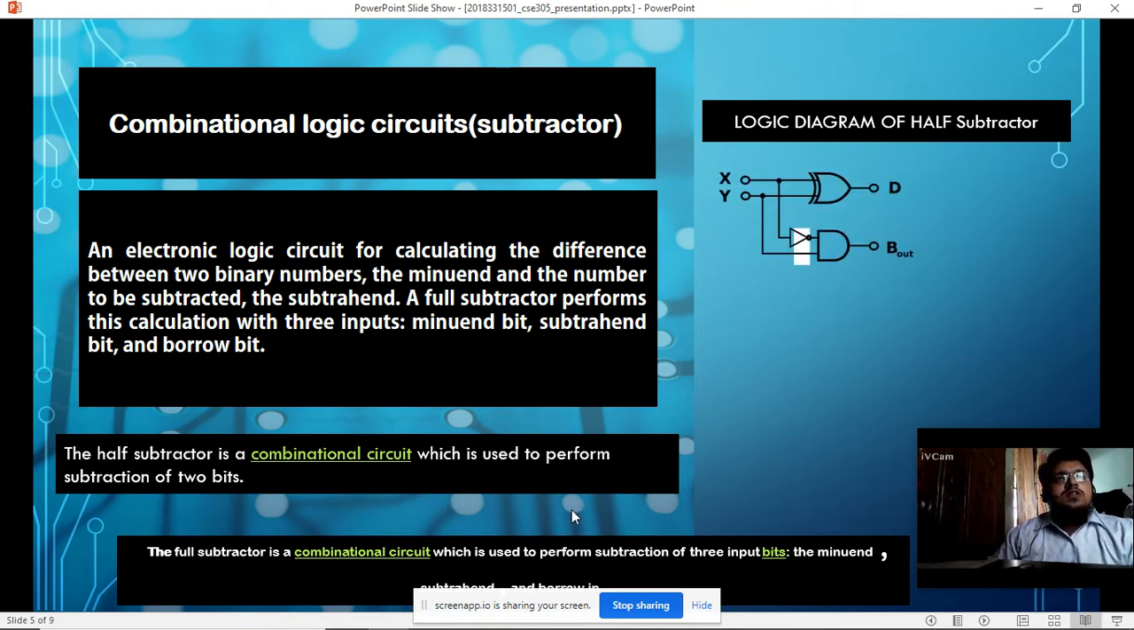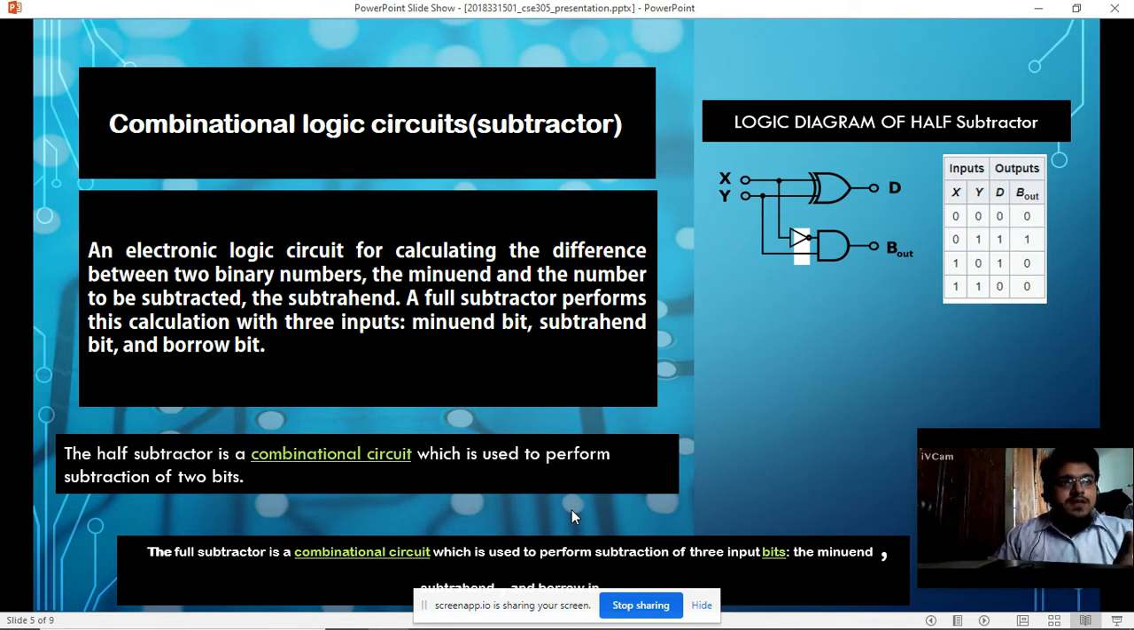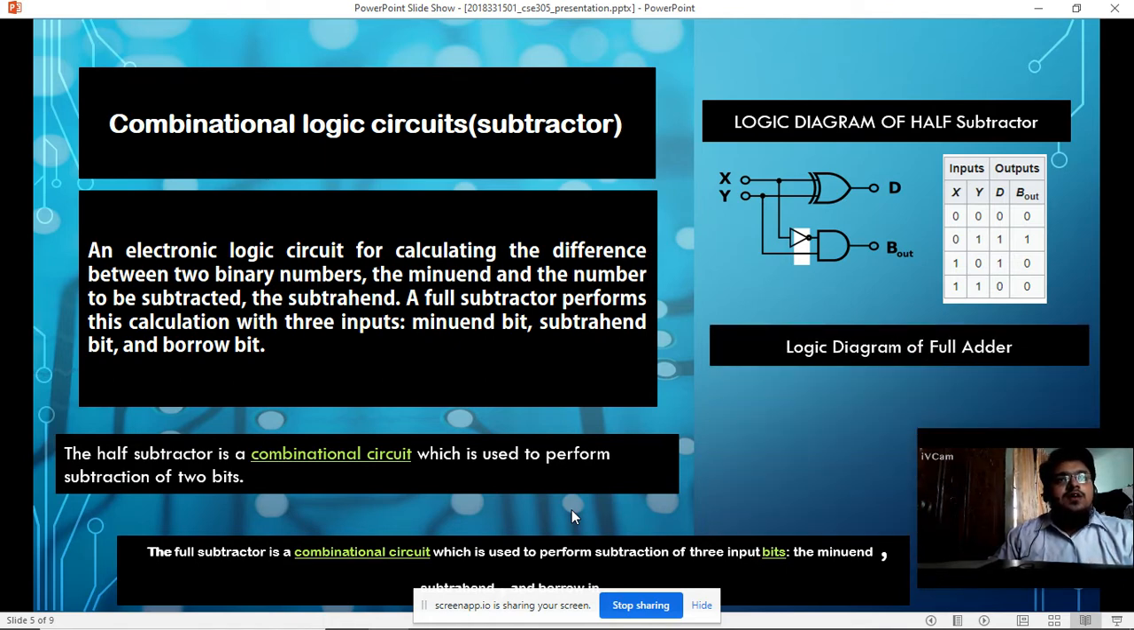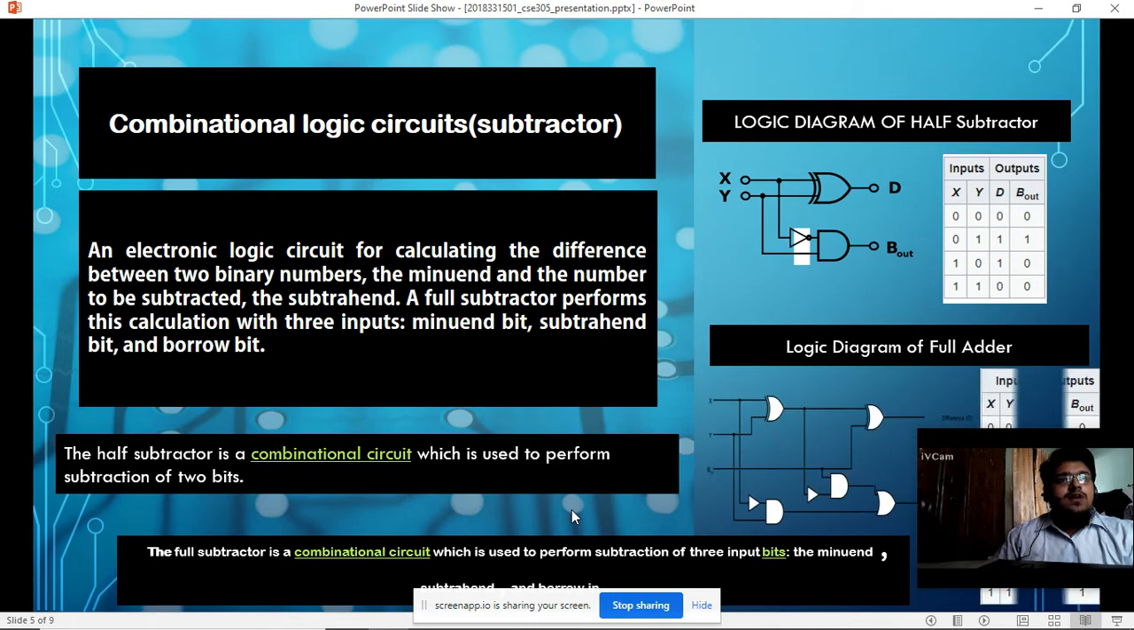So the logic diagram of the half subtractor I have also added there. On the right side you can see the truth table diagram, and on the left hand side we have added a circuit, and the logic diagram of the full subtractor I have also added there.